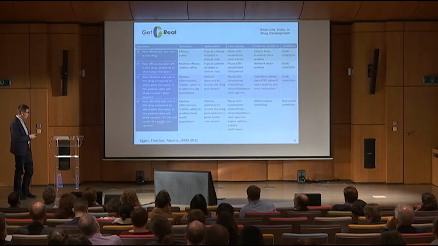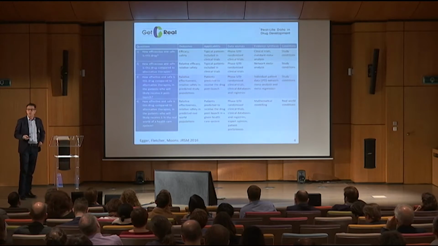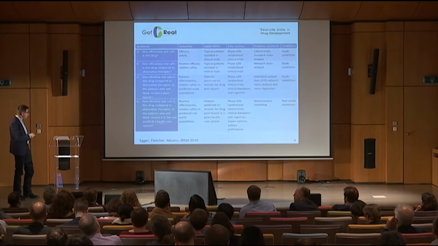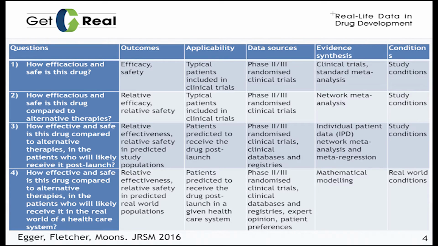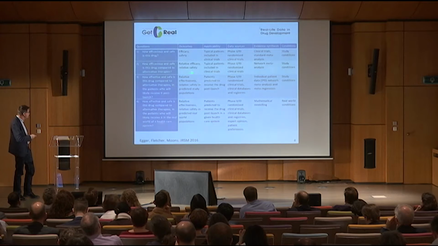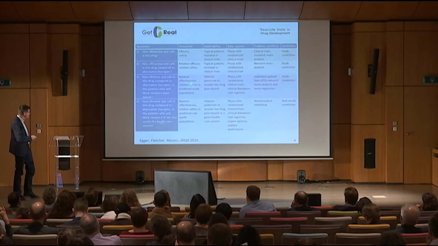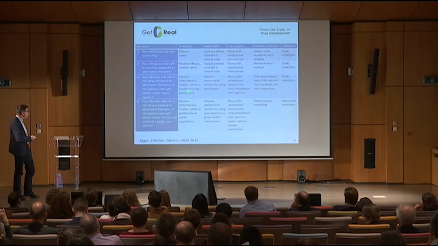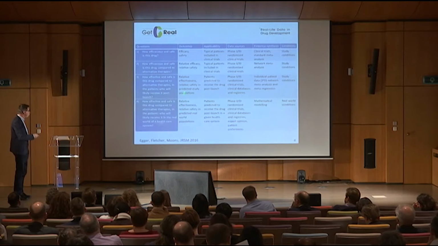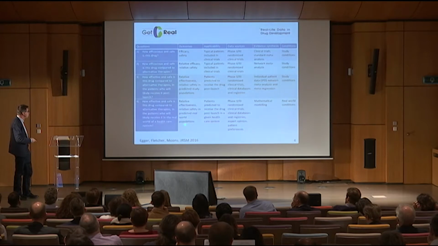So this is the framework that we've developed in our work package, which is very much related to what you heard before. So the questions that you see in the first column move from efficacy and safety to relative efficacy and relative safety, all under study conditions, to relative effectiveness in study populations, which takes into account who will get the drug, and then all the way to relative effectiveness and relative safety in predicted real-world populations.